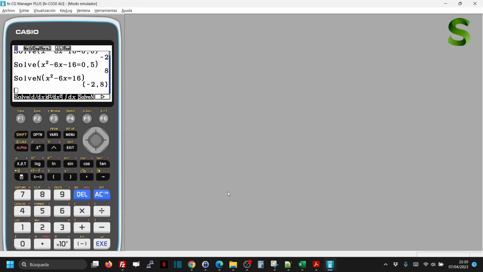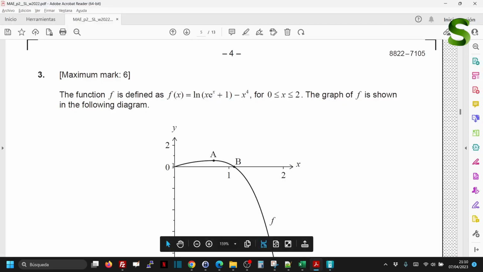So that's what I'm going to do. I'm going to go directly to solve n, and I'm going to write logarithm of, open bracket, x times e to the power of x plus 1 minus x to the power of 4. So this is a more complicated equation. Remember, it's a P2. You can use your calculator. Equals 0. And I'll just close it. Again, the same alert. And it gives me the two solutions, 0 and 1.09. 0 is the one on the left, and my B is the 1.09.